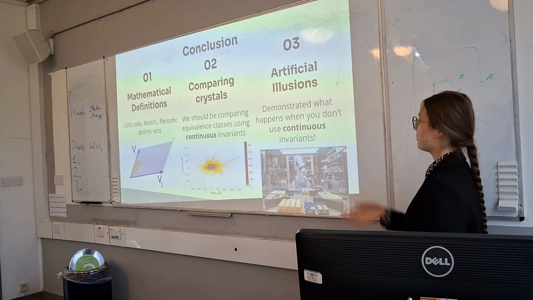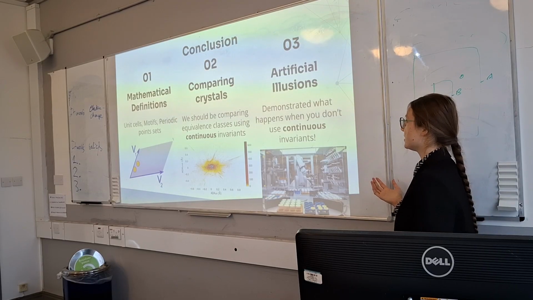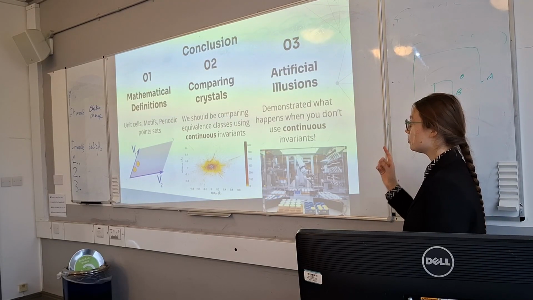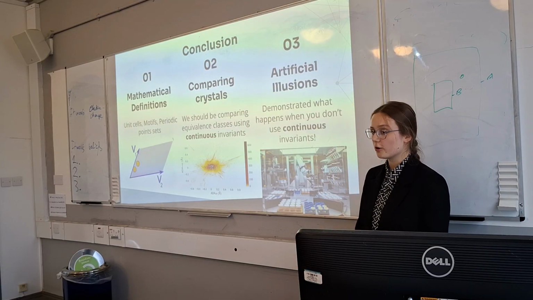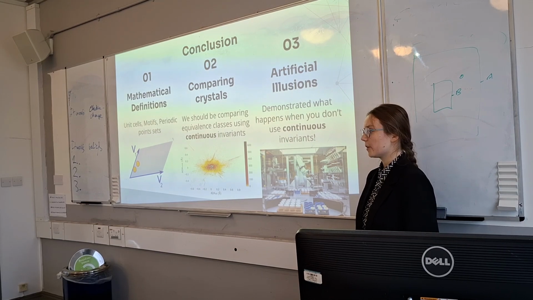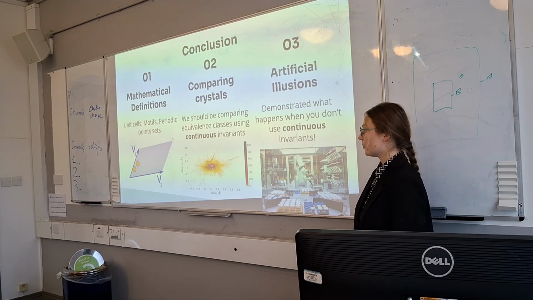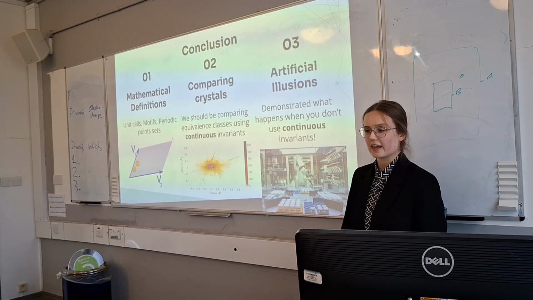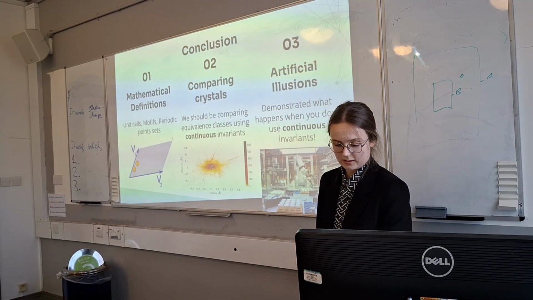And finally, we looked at some artificial illusions, demonstrated what happens when you don't use continuous invariance, and you get loads of duplicates, lots of near duplicates, and a bunch of rubbish, but they still get published in Nature and claim that they have progressed 800 years of knowledge? I don't know why I use that.